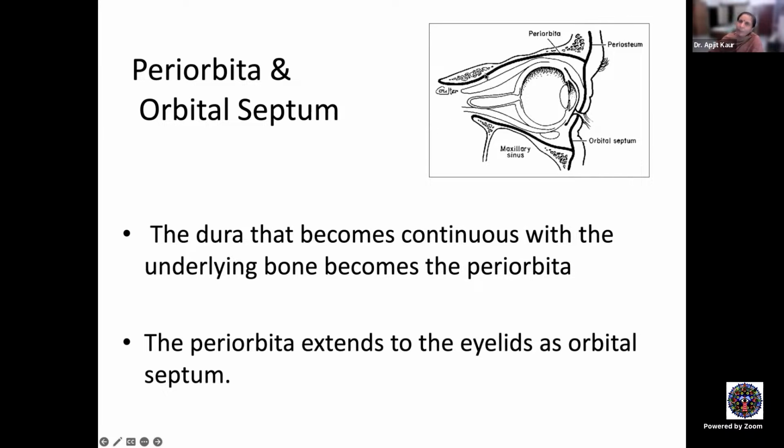Now, this periorbita shares its nerve supply with the base of skull. Where is the base of skull? Here is the base of skull. So the V1 division of the fifth nerve is responsible for this periosteal or periorbital nerve supply. And that is why whenever you have sinusitis, you have pain in the eyes. Whenever you have any sinusitis, you have a headache. So this is all because of the shared nerve supply.